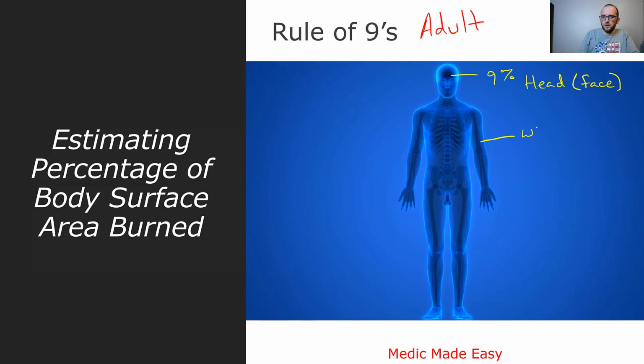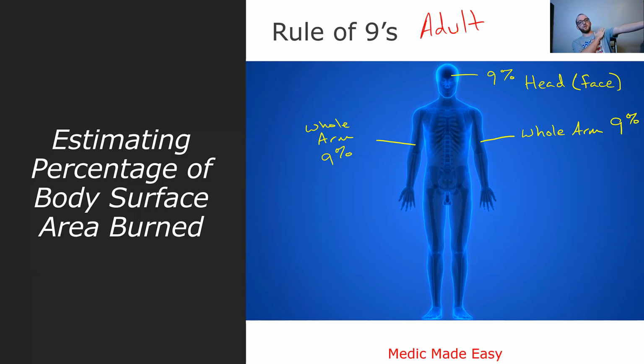Each whole arm is 9%. Whole arm, 9%. So that's the upper arm and the lower arm, the front of the arm and the back of the arm, the entire arm is 9%, each of them. Each of them is 9%. So again, when we start doing the rule of 9's, all you do is just keep cutting stuff in half.